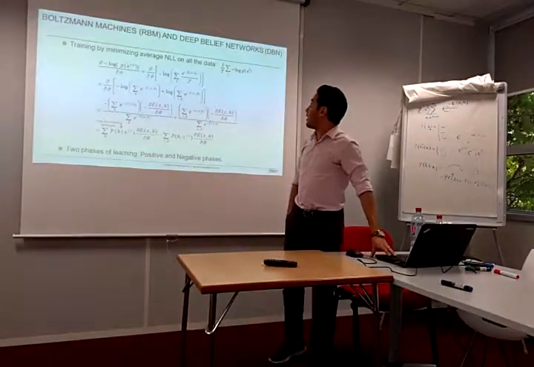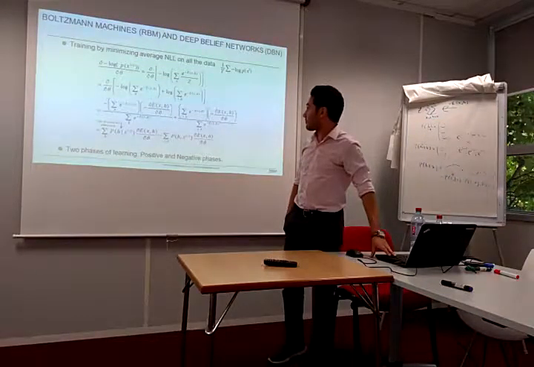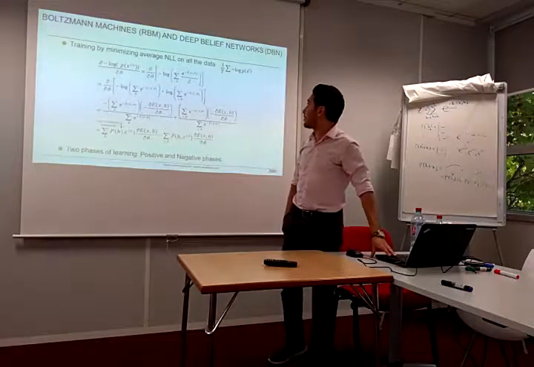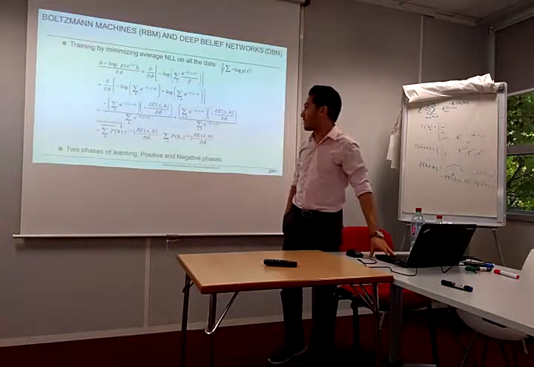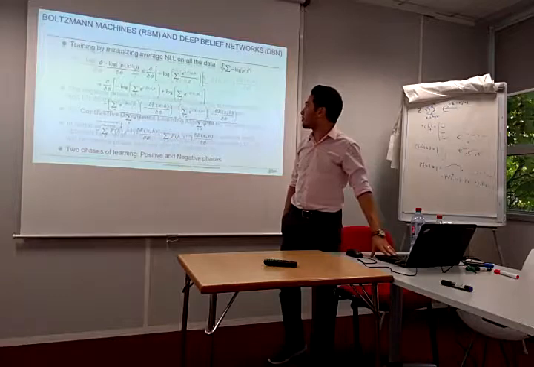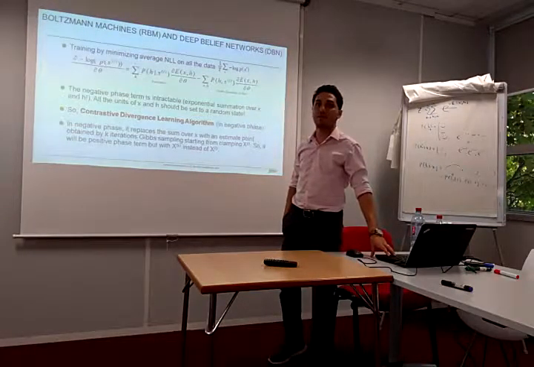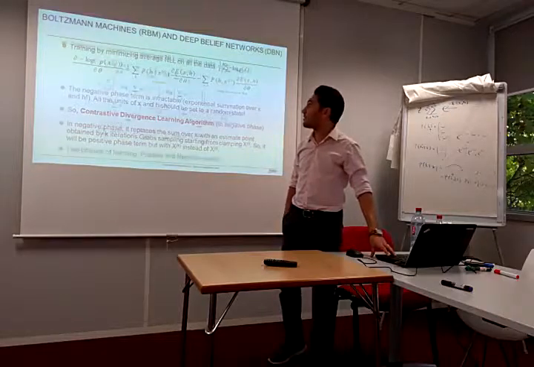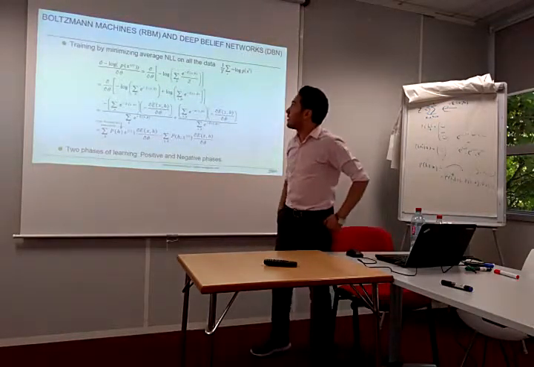So what can we do? Let's see. Let's firstly figure out how to differentiate this, and I will tell you how to do the training in this case. We will not use gradient descent. We will use another method called the contrastive divergence learning algorithm. Let me briefly tell you what the contrastive divergence learning algorithm is.